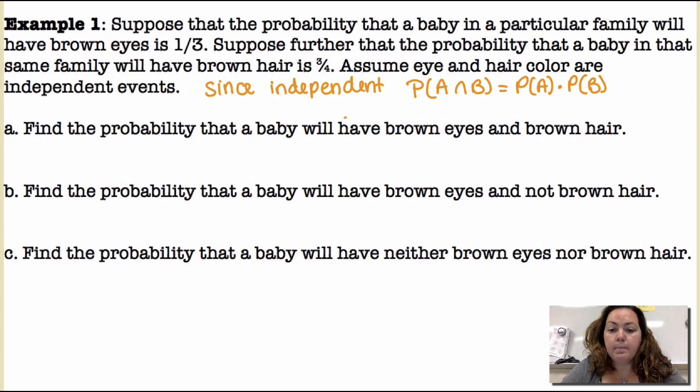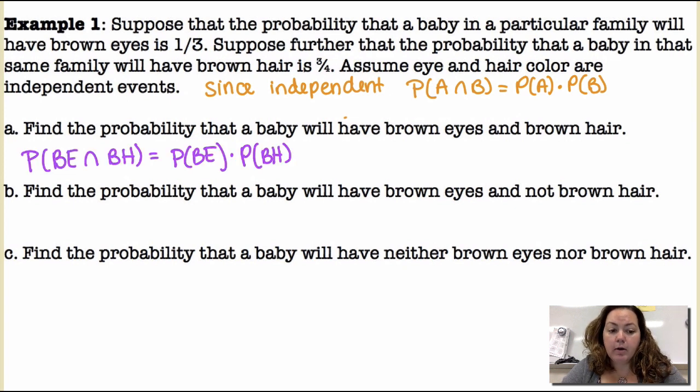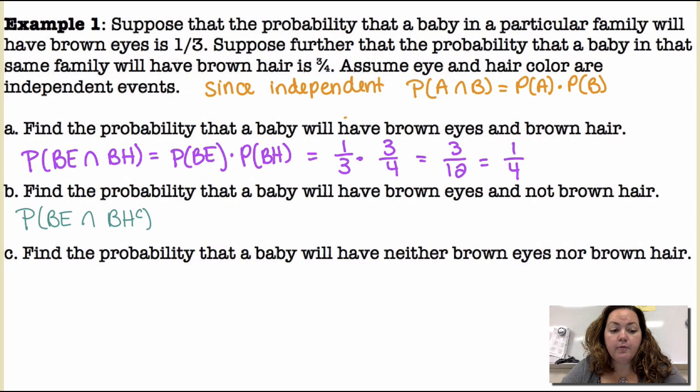So since they're independent, the probability of A and B is equal to the probability of A times the probability of B. So the probability of brown eyes and brown hair is equal to the probability of brown eyes times the probability of brown hair. So it'd be 1/3 times 3/4. Multiplying fractions, no big problem: top times top over bottom times bottom. That gives me 3/12, which I could simplify to 1/4, or 25%.